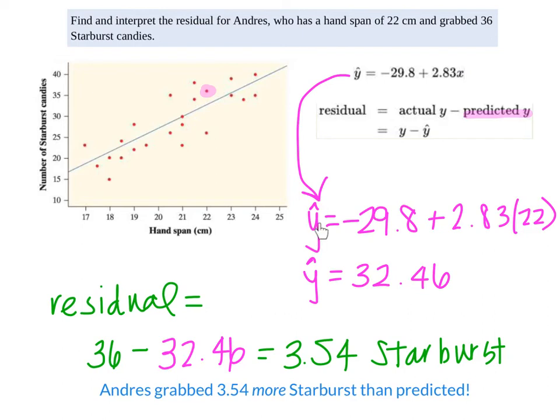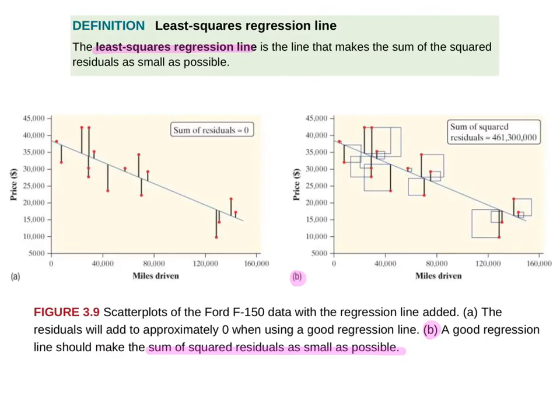So we find our Y hat to be 32.46, so our residual is the actual, 36, minus our predicted, and that gives us 3.54 Starburst. So that tells us that Andre grabbed 3.54 more Starburst than predicted.